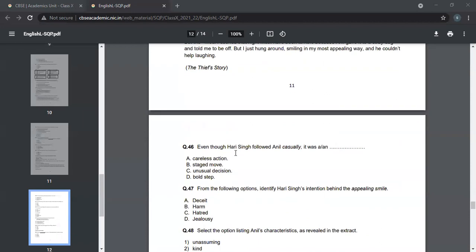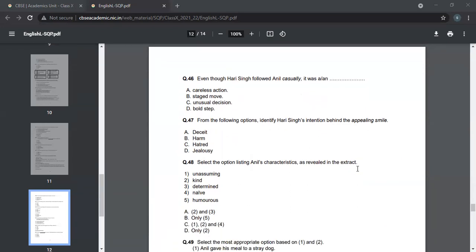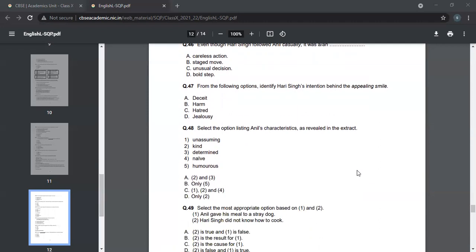Thief story mein se extract given hai. Even though Hari Singh followed Anil casually, it was a careless action. It was a staged move. It was an unusual decision. It was a bold step. Staged move. Isne pura plan kiya hua tha na, that I will be following him. I'll be asking him if he can hire me for a job and all. Fine, ha, staged move.